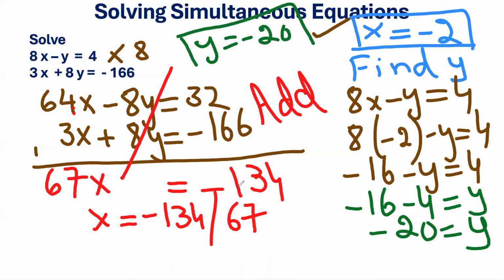And you can just make a box. X is equal to minus 2 and y is equal to minus 20. In this way, you can solve simultaneous equations. Now I'm doing the last step, verification, or checking your answer. Minus 2, comma, minus 20. Let's do it now.